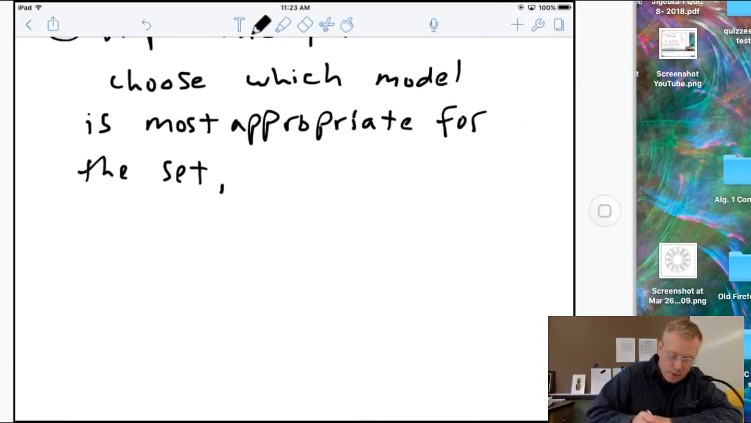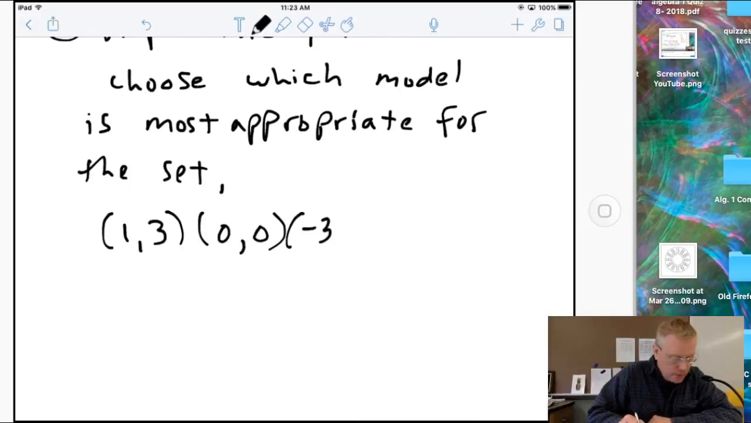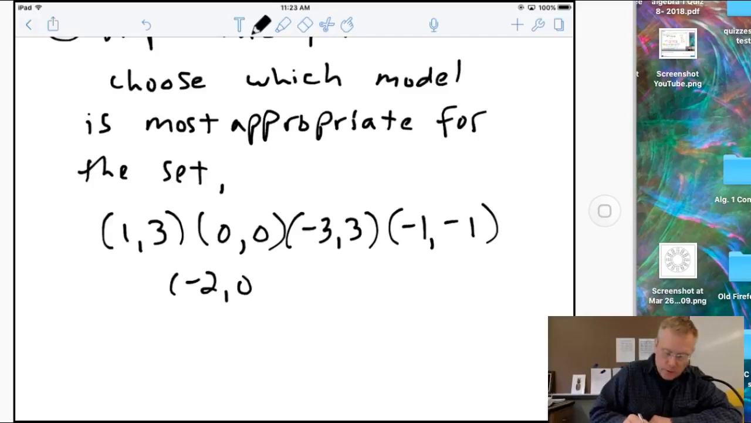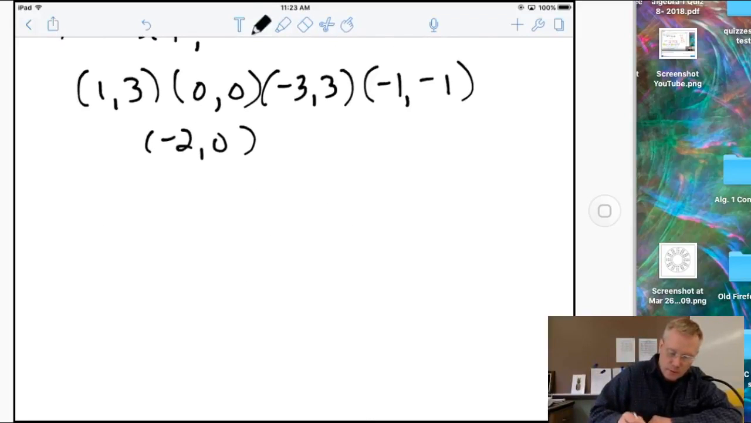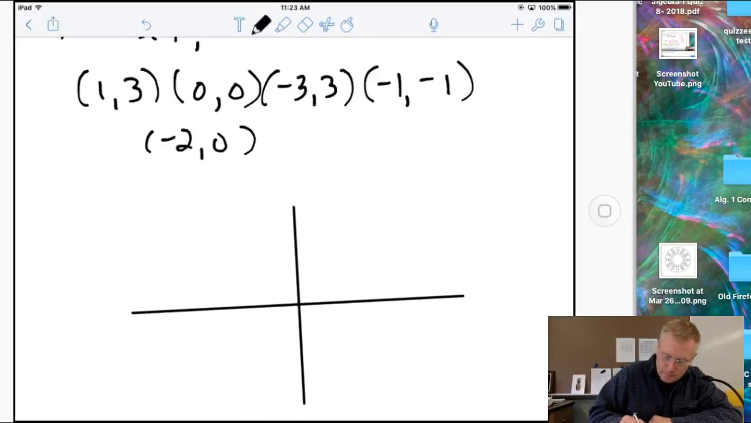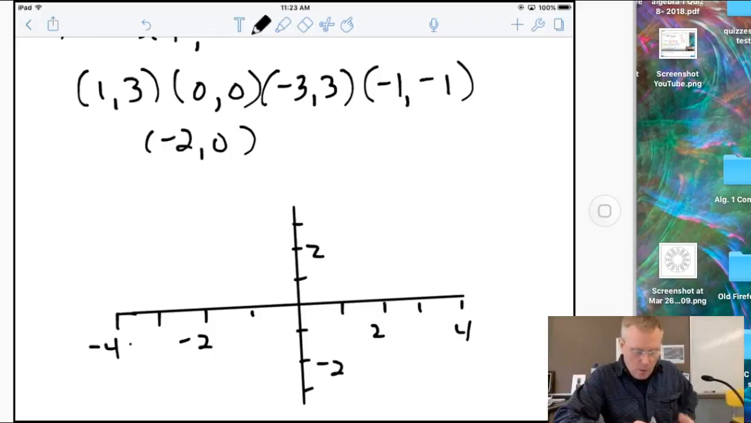And they give me a bunch of points here. They give me (1, 3), (0, 0), (-3, 3), (-1, -1), and (-2, 0). All right, so I'm going to go graph these points. Let me make a quick graph here.